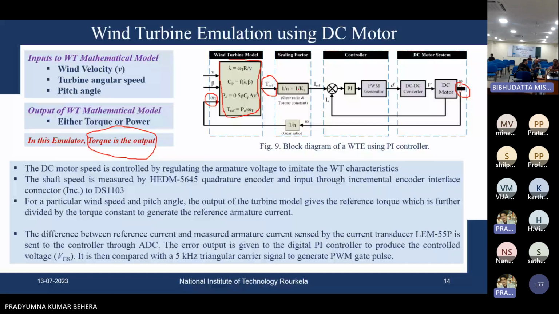This reference armature current is tracked with the actual armature current of the DC motor and is processed through a PI controller to generate the duty cycle for the step down chopper, or we can say for the DC to DC converter used in the setup. So the error output is basically given to the PI controller to produce a controlled voltage for driving the MOSFET. The switching frequency considered here is 5 kHz.